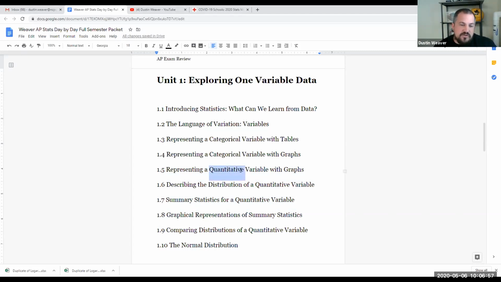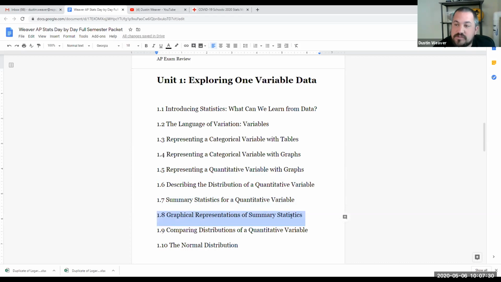Sections 1.5, 1.6 and 1.7 all talk about quantitative variables. So how do you graph a quantitative variable? How do you describe the distribution? That's SOCS, remember: shape, outliers, center, spread. Summary statistics would be the mean and then the 5-number summary that we use for box plots, maybe the mean and standard deviation to go along with that. It talks about the range and the IQR. Those are summary statistics.